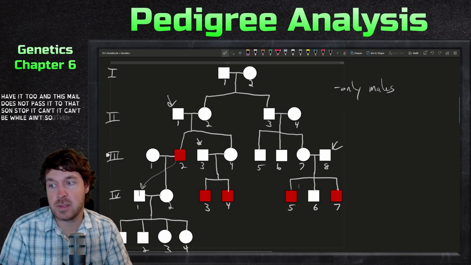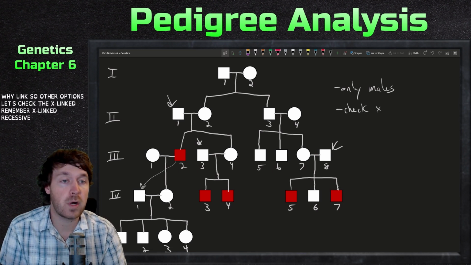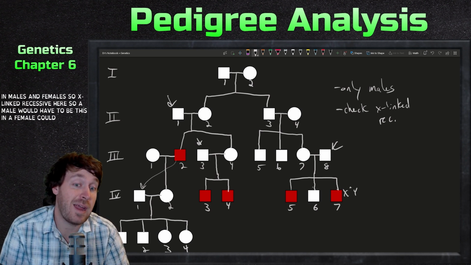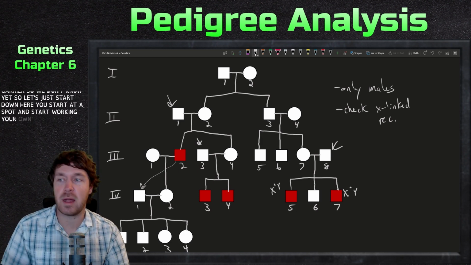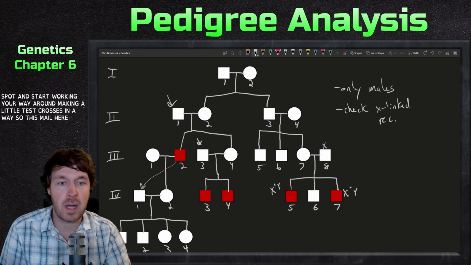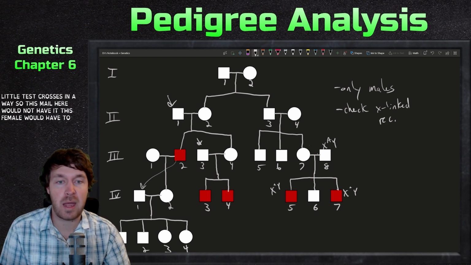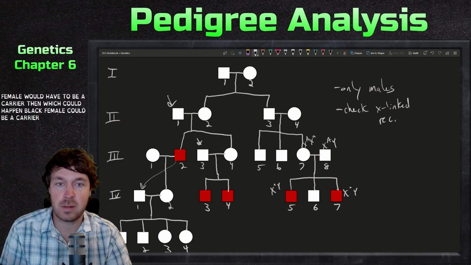So other options, let's check X-linked. Remember, X-linked recessive is more common in males than females. So with X-linked recessive here, a male would have to be affected, and a female could be a carrier. So we don't know yet. Let's just start down here. You start at a spot and start working your way around, making little test crosses in a way. So this male here would not have it. This female would have to be a carrier then, which could happen. That female could be a carrier.